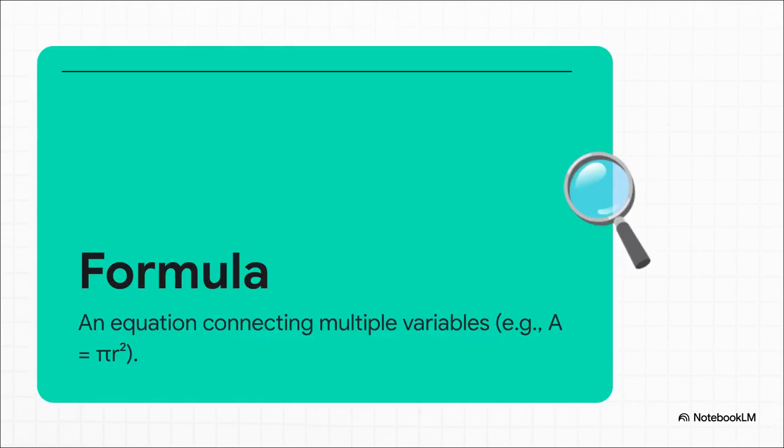What's really fascinating here is the crucial distinction between a formula and a standard equation. A formula absolutely must have more than one variable. If it only has one, well, it's just a standard equation. Take the classic area formula, for instance. A equals pi r squared. You've got A for area and R for radius, two variables connecting to describe something real.